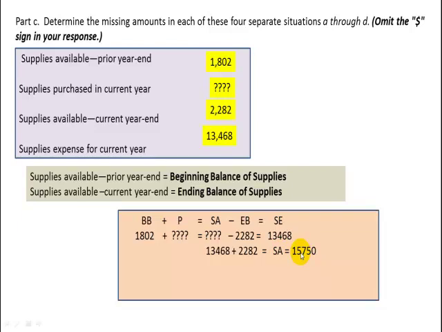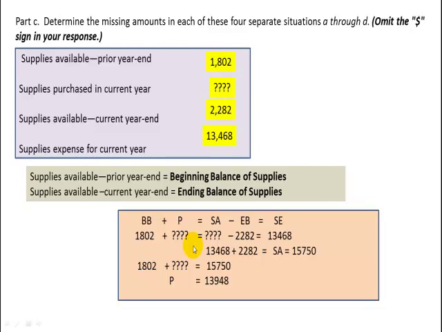So now I know that supplies that were available would be 15,750. Now let's go back again. 1802 beginning balance plus what we purchased, we don't know, but we know that that gave us a total supplies available of 15,750. So I can take the difference between these two and I'll get the purchases, which happen to be 13,948.